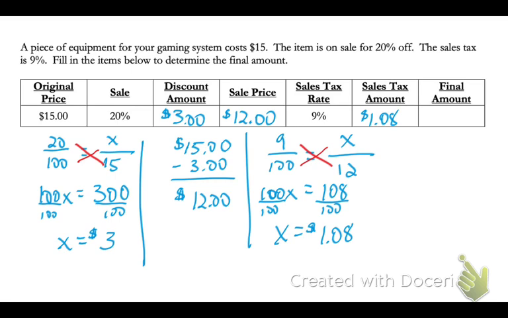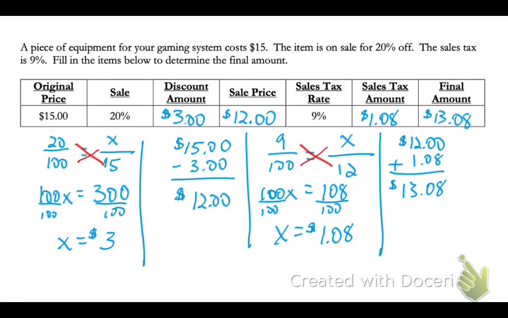So our final amount that we'll need to pay, we can now figure. So we'll take our sale price of $12 and add on our tax. So $13.08. And this concludes our final part of the notes over ratios, percents, and proportions, focusing particularly on a very useful everyday topic of percents and using the method of proportions and cross multiplying to solve those.